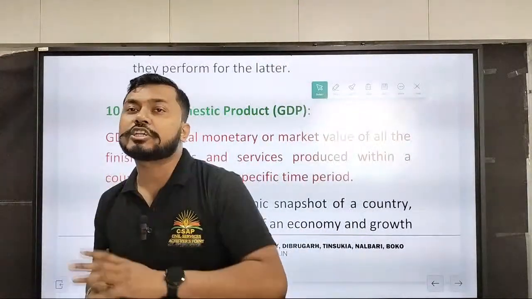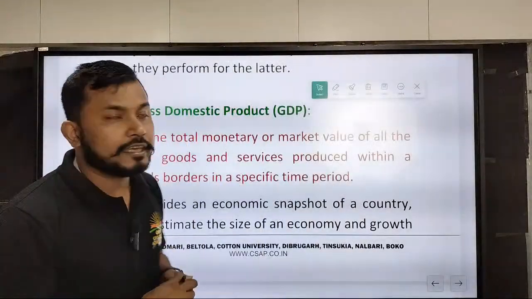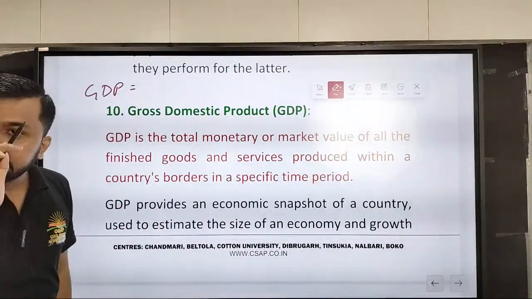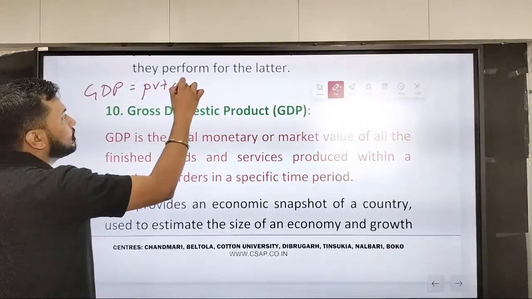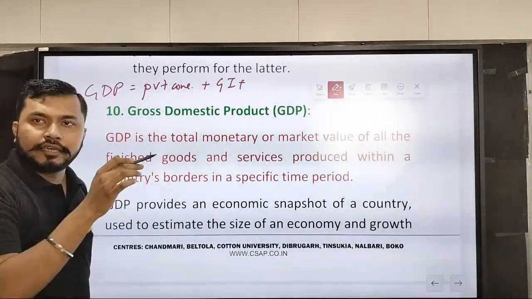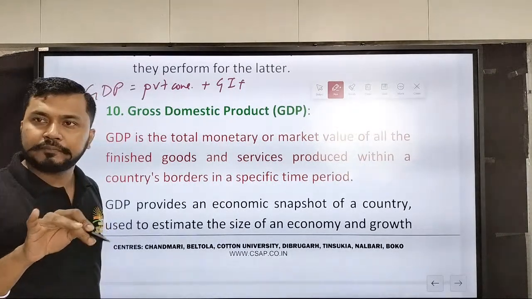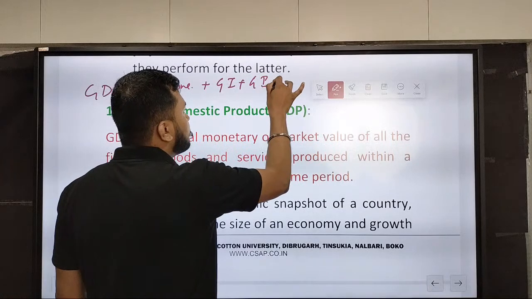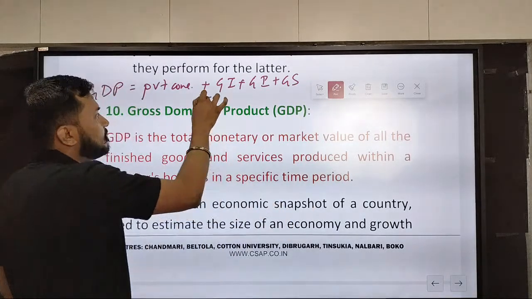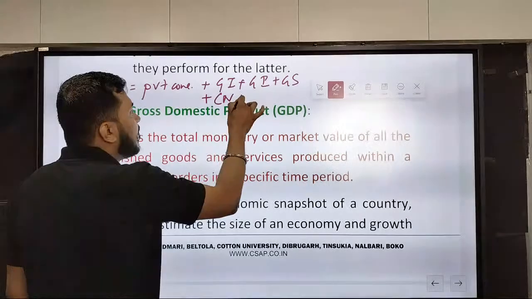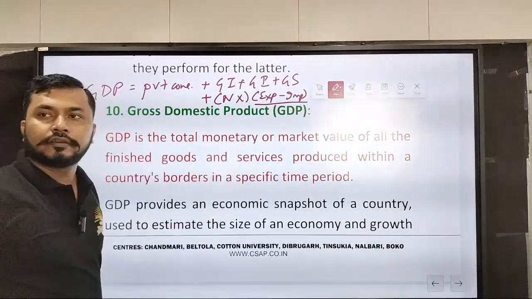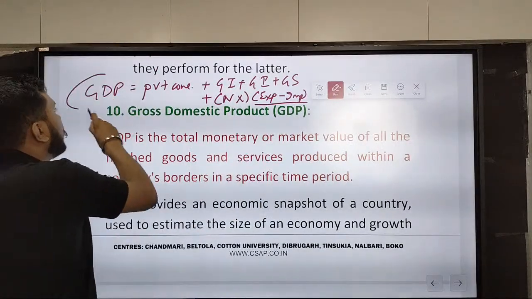Now if I have to talk about the calculation of GDP: GDP is equal to private consumption, plus the gross investment, GI, gross investment within a particular year period, then government investment, government spending GS, plus the net export and import, which is known as NX, calculated as export minus import. So that is directly the formula for calculating the GDP.